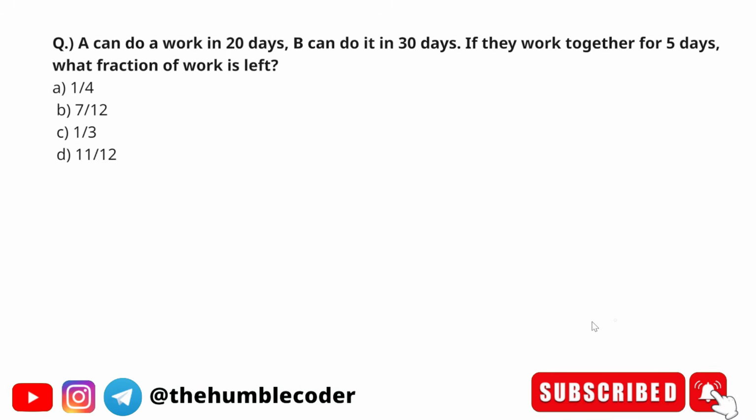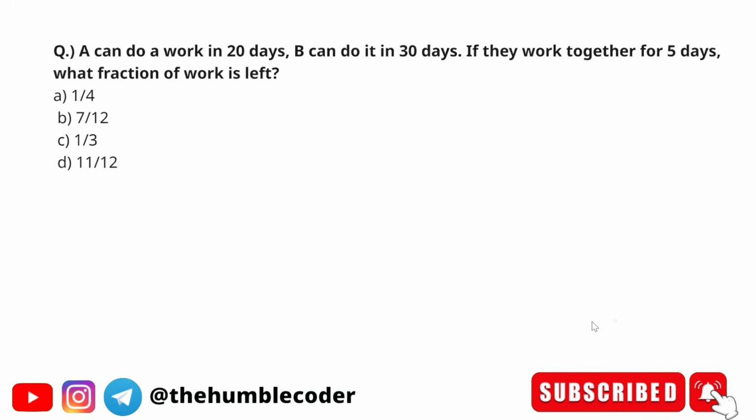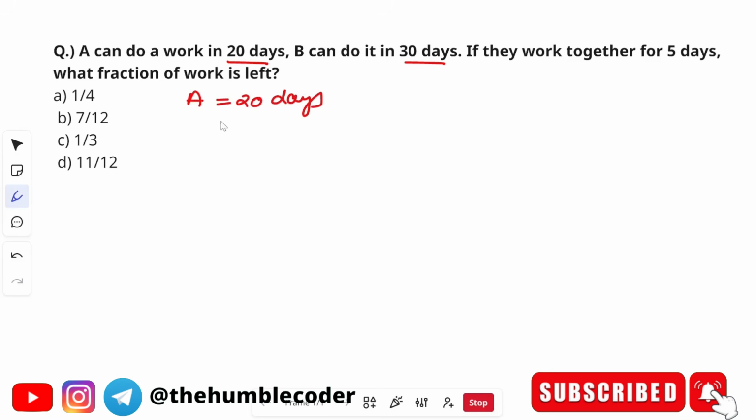So we have this as the next question. Let's read it out first of all. A can do a work in 20 days, and B can do the same work in 30 days. If they work together for 5 days, what fraction of work is left? Again we have some data, and based on that we will find out the answer. We have the work done by A in 20 days, and the same work done by B in 30 days.